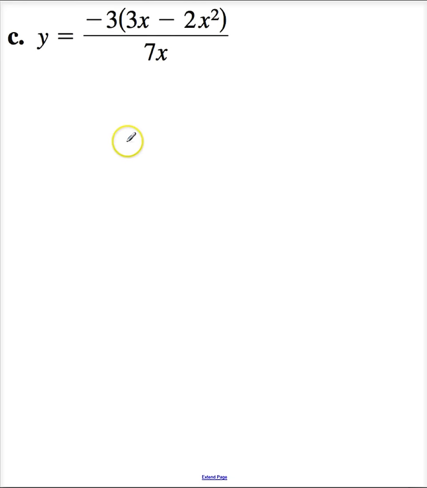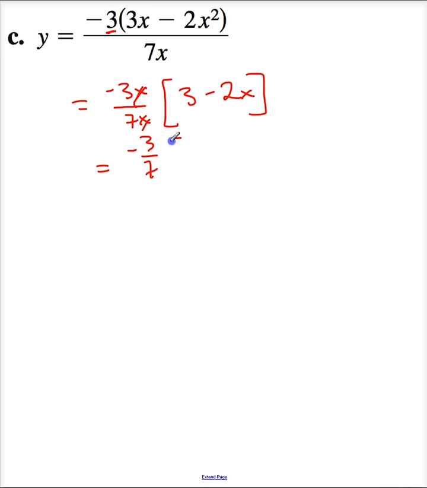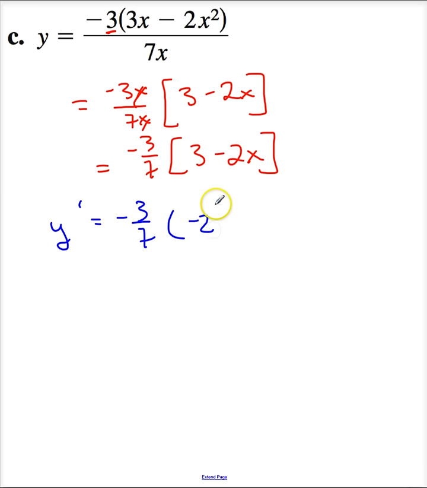Now, this one, I can do a little bit of a cheat. I'm going to rewrite this as negative 3x. I'm going to factor an x out of here. If I factor an x out, that's the 3, so I'm going to be left with 3 minus 2x. So I'm going to simplify this first. So this is negative 3/7 times 3 minus 2x. Now, y prime is negative 3/7 times negative 2. So it is 6/7.